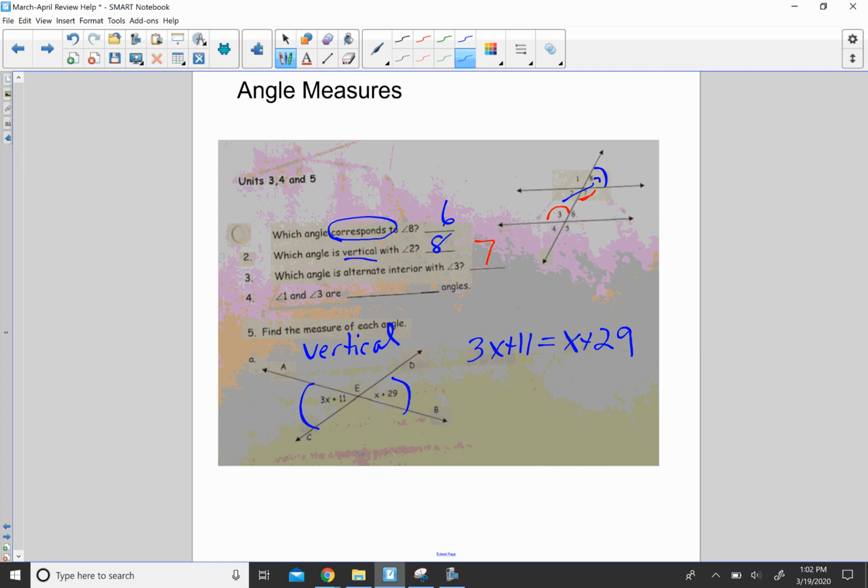To finish this question, now that we've set it up, you're going to solve the equation and find the value of x so you can find the measure of each of those 4 angles. So I'll leave that part to you guys.